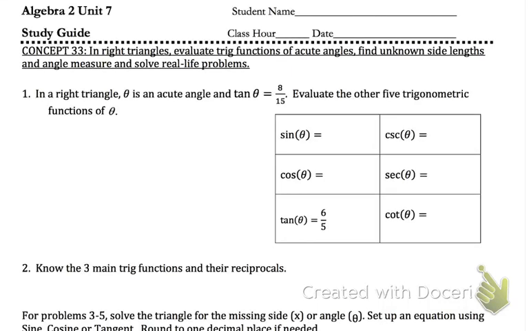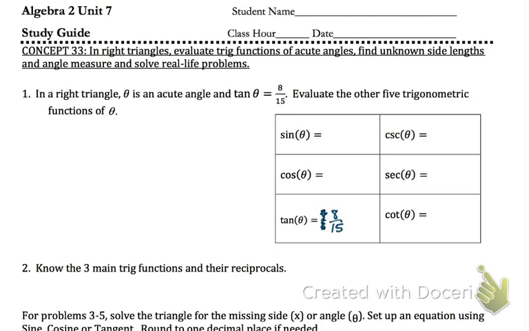Number 1. In a right triangle, theta is an acute angle, and tangent of theta equals 8 over 15. Evaluate the other 5 trig functions for theta. So what we're going to do is fill out this table here. Looks like I have a little bit of a typo. I'm going to just change that to 8 over 15.